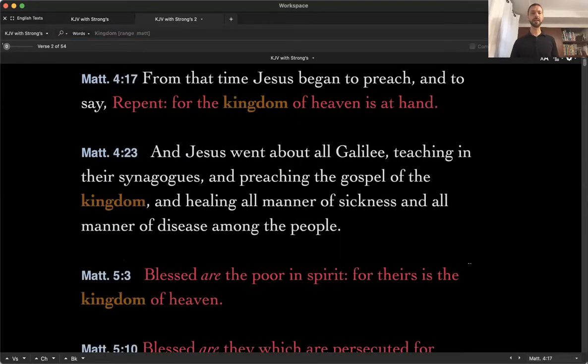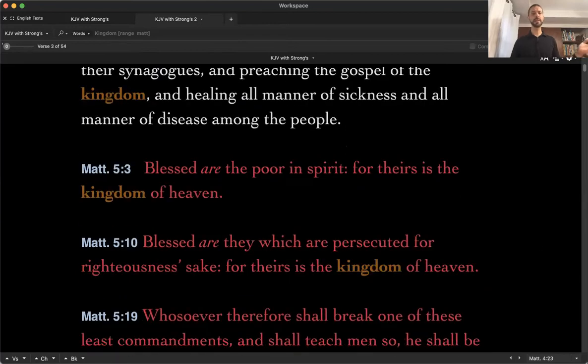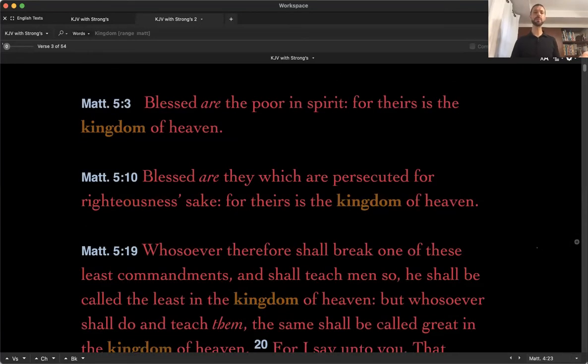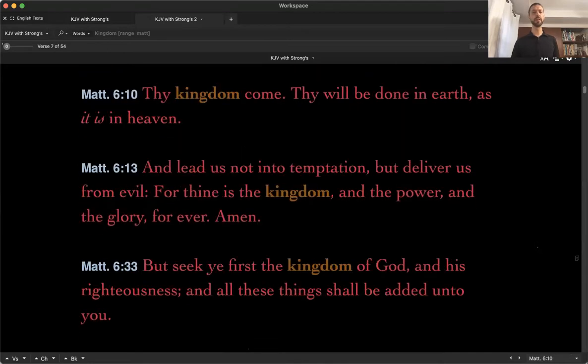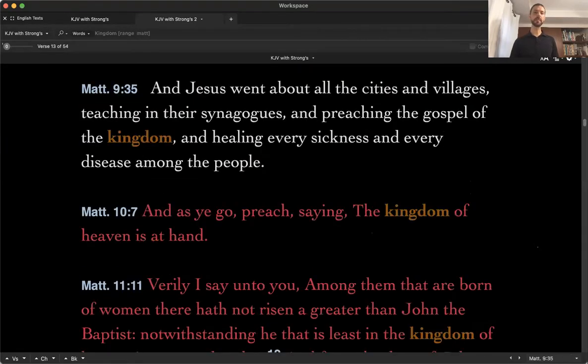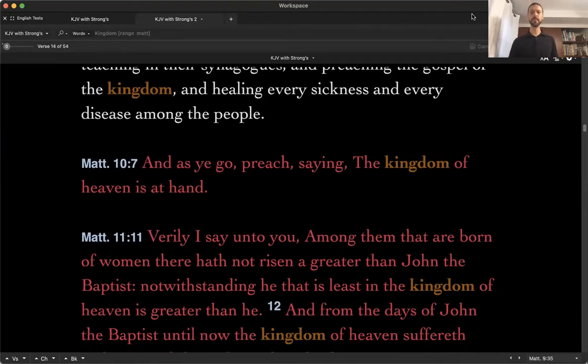He went throughout their synagogues preaching the gospel of the kingdom. And when he comes then preaching within the Sermon on the Mount, you see the poor in spirit will receive the kingdom. Those who are persecuted will receive the kingdom. And it just continues on. You can continue through the book with a constant pattern like this. I would encourage you as you go, pay attention in the book of Matthew to this kingdom of heaven, kingdom of God language, because it's everywhere.